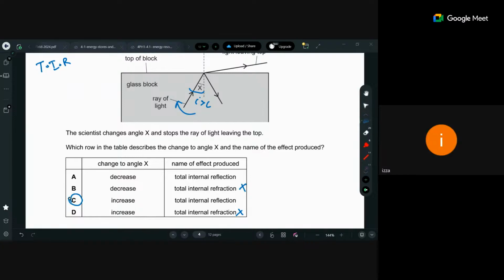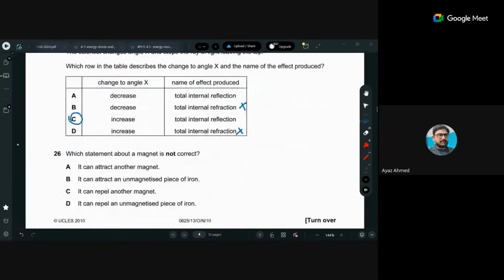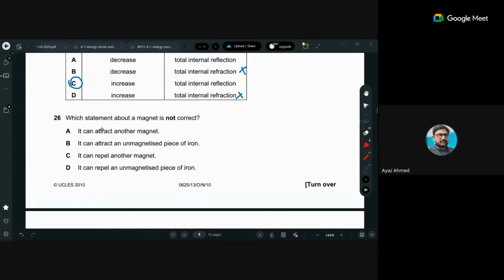Yes, sir. Oh, very good. So move on to this one. The statement about the magnet is not correct. Although that was not part of the test, because you people have learned magnetism, I can just explain it. What is not correct about that?